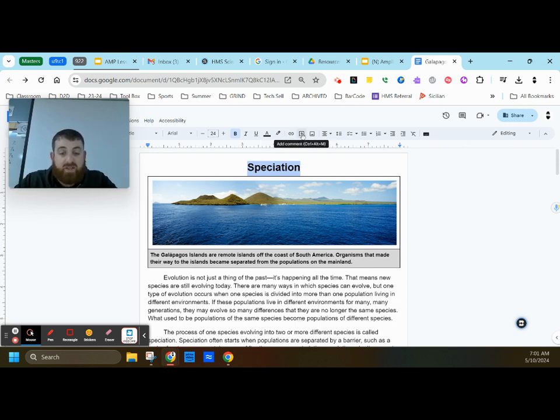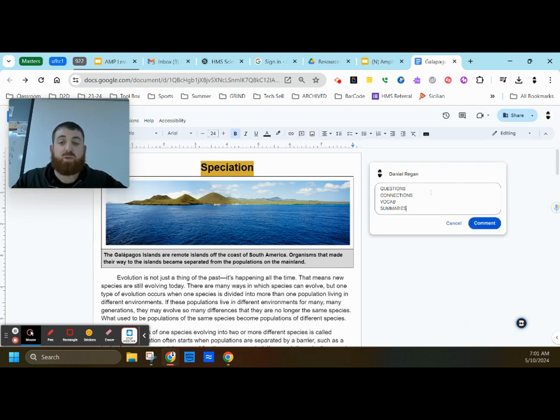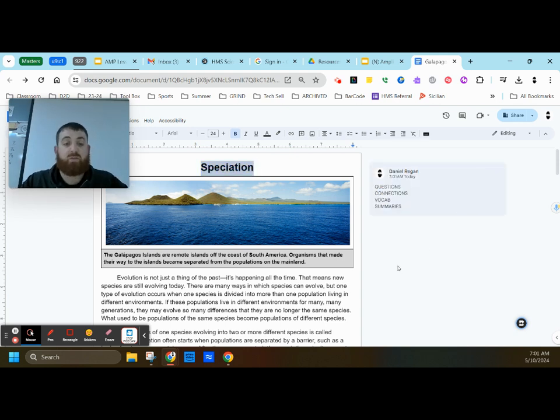We would hit the add comment section, and from here we would type in our annotations. So remember, the 4 annotations we're looking to add as we read are questions, connections, vocab, and summary. Once we have that in there, we hit comment, and now we have it ready to go. So as we're reading, we are looking to keep these 4 things in mind and look to use them as we go through.